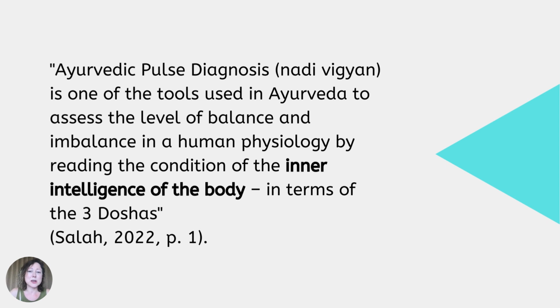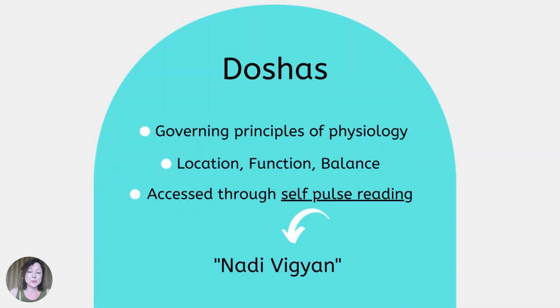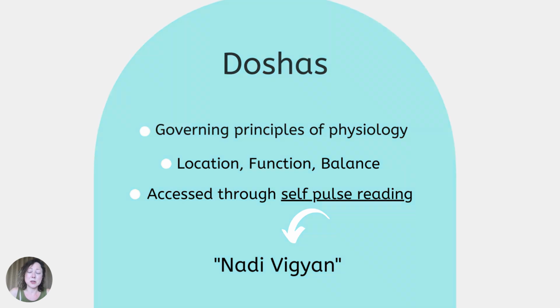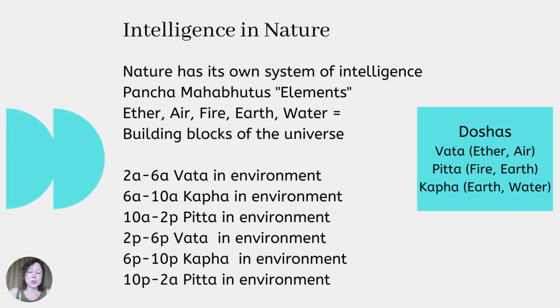Ayurvedic pulse diagnosis, or Nadi Vigyan, is one of the tools used in Ayurveda to assess the level of balance and imbalance in a human physiology by reading the condition of the inner intelligence of the body in terms of the three doshas. Doshas are governing principles of physiology. They have a specific location, a specific function, and a balance. They're assessed through pulse reading, or Nadi Vigyan. So we'll come back to the doshas in a moment. I do want to touch a little bit more on intelligence in nature.